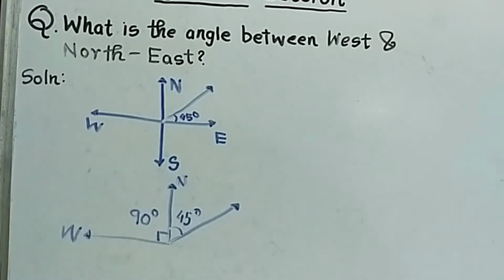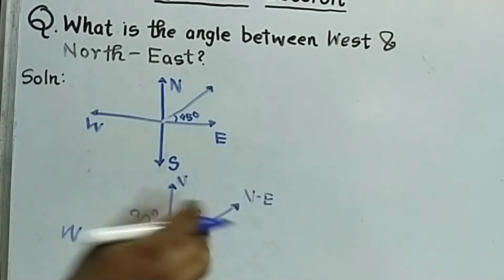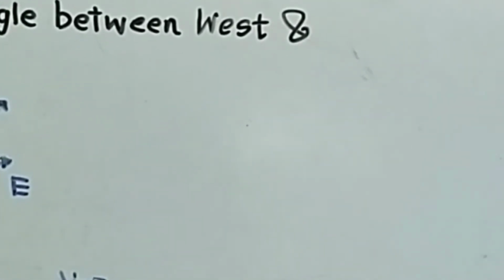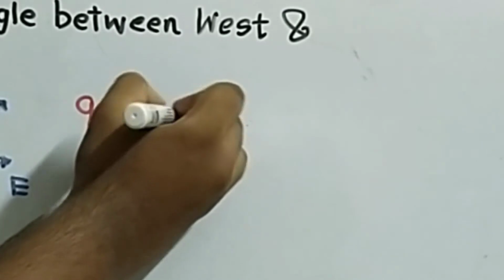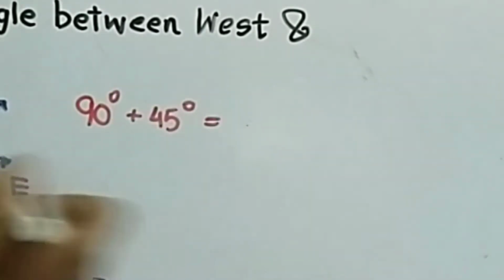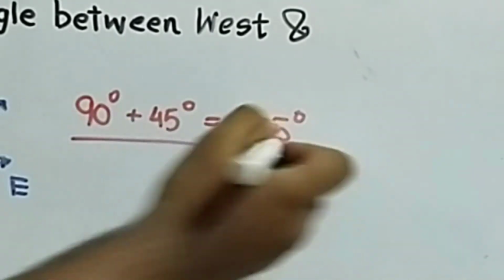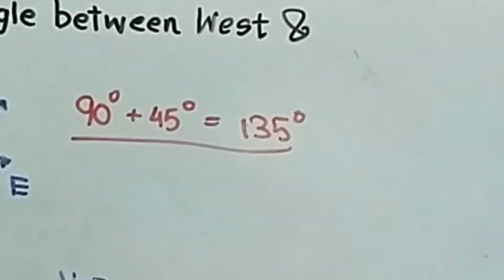So what we have to do now is just add both these angles to find the total. So let us add both the angles. 90 degrees plus 45 degrees gives us the angle as 135 degrees. So the angle between west and northeast is 135 degrees.